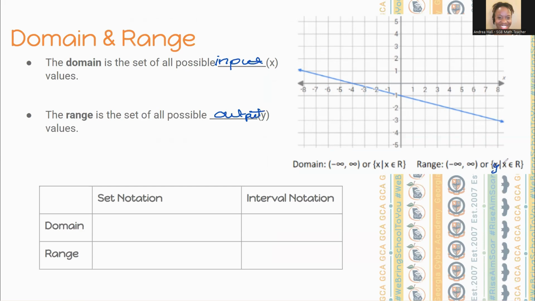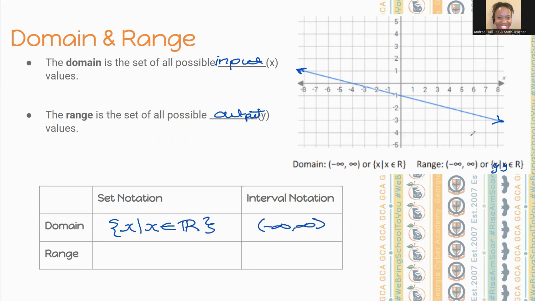When we're looking at the graph, for the domain, we're looking at it from the left to the right. Now, with this one, notice that there's an arrow at the end of this. So your domain is actually going to be, in set notation, x such that x belongs to all real numbers. In interval notation, we would say -infinity, infinity.